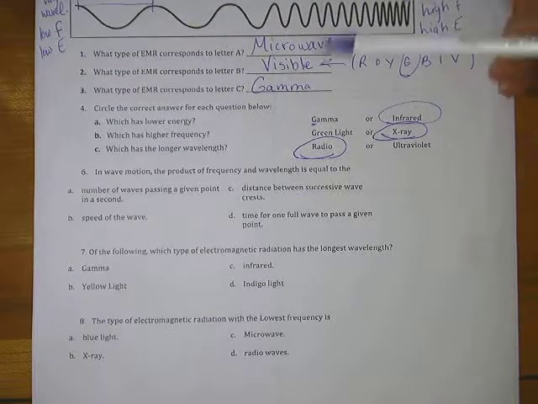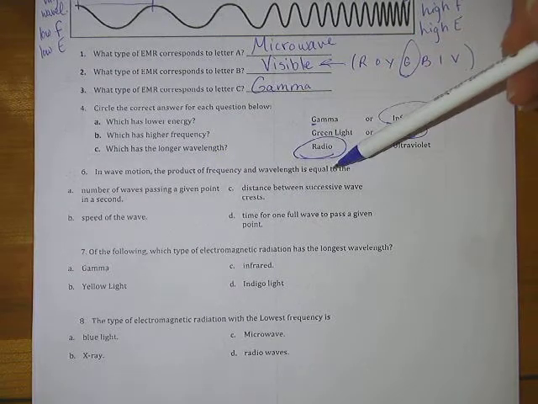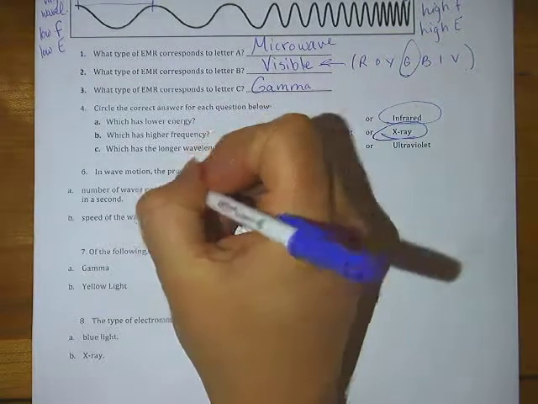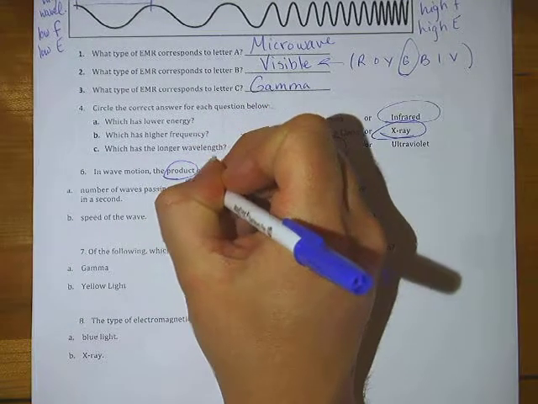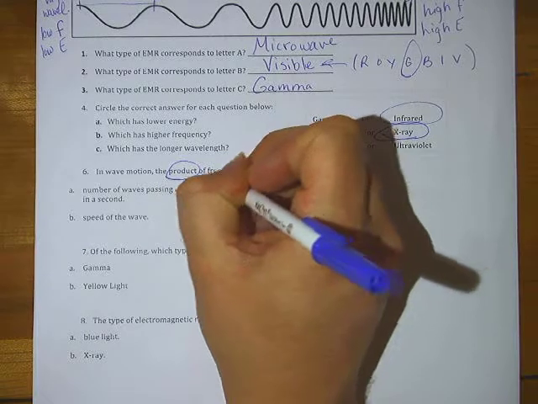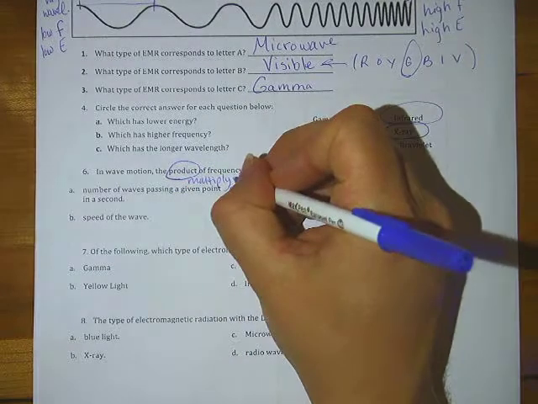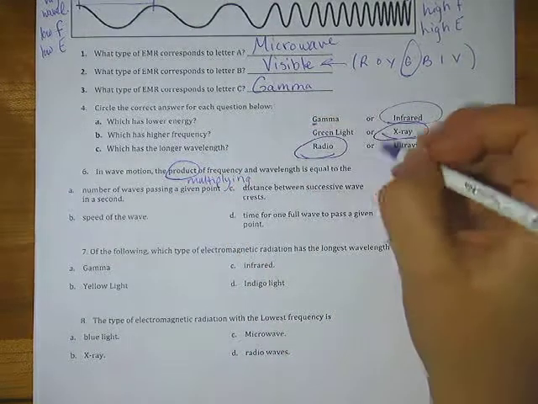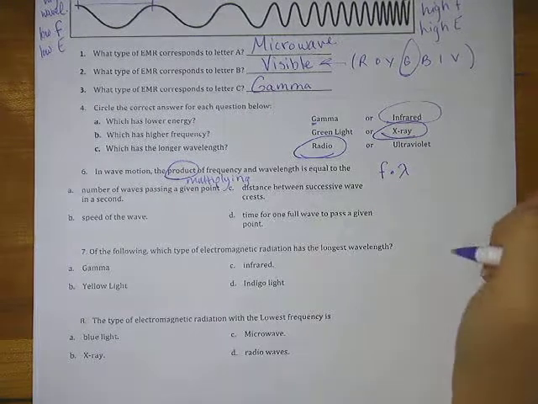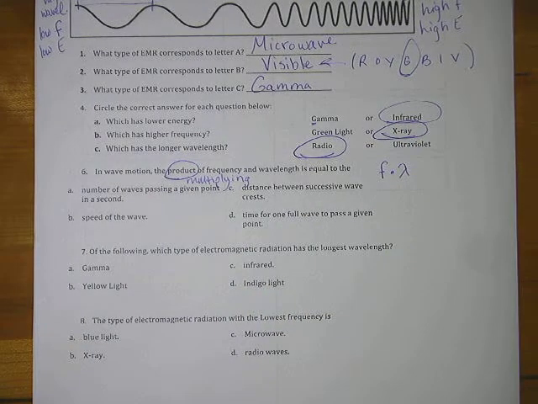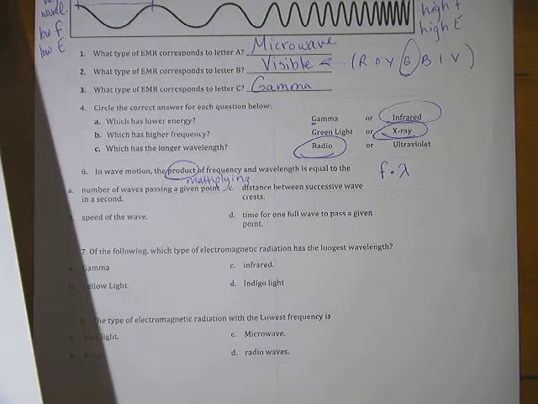In wave motion, the product of frequency and wavelength is equal to the, well, think about what these words mean. Product, like you're multiplying, right? That's what it's called when you multiply stuff. So the product of frequency and wavelength, something where frequency is times wavelength. We have a formula with that. We talked about our formulas the first time back on page 42.